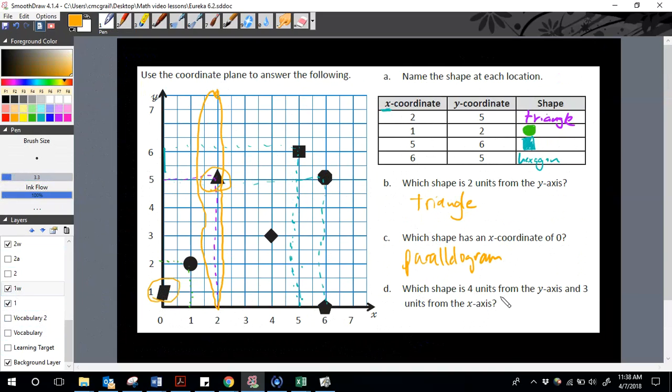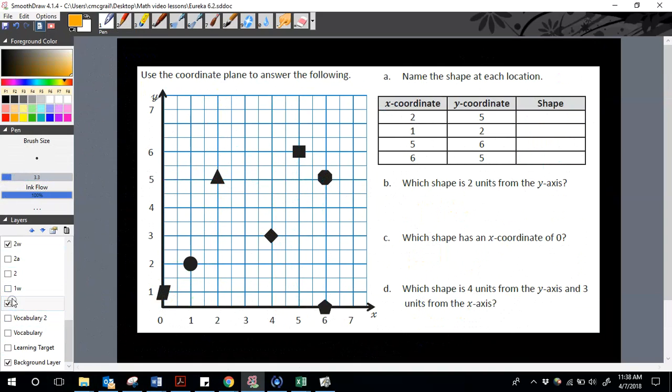Next question, which shape is 4 units from the y-axis and 3 units from the x-axis? Well, let's go to the y-axis first. What shape is 4 units away? So it's got to be on this line somewhere. And which shape is 3 units from the x-axis? So it's got to be 3 units up. So it's going to be this one. That is the diamond.